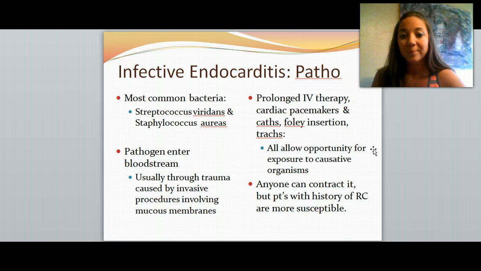All right. People who have prolonged IV therapy, cardiac pacemakers, catheters, Foley insertion, people with tracheostomy, all of these just give so much more exposure to microorganisms, bacteria, and everything than you or I would in a normal situation. Anyone can contract infective endocarditis, but people who have a history of rheumatic carditis, like we said, they're just so much more susceptible. And people who have all of these more invasive tubes and procedures, it just gives them more opportunities of coming in contact with microorganisms that might cause this disorder.